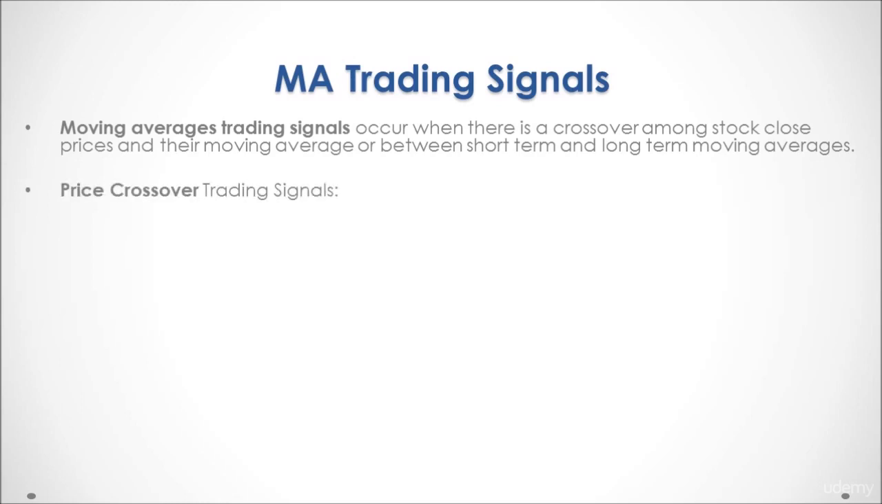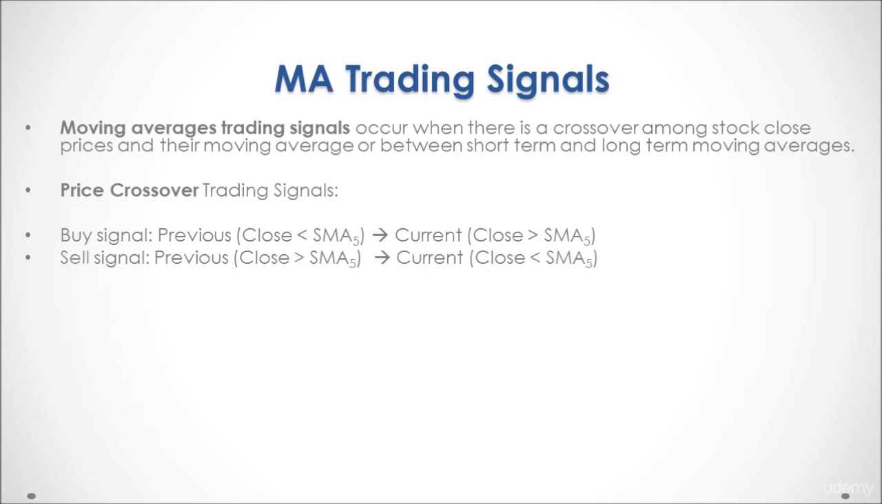First, we have the price crossover type of trading signals, in which there's a buy signal if the previous close price was less than the corresponding simple moving average, and then the current close price is greater than the corresponding simple moving average. On the other hand, we have a sell signal if the previous close price was greater than the simple moving average, and then the current close price is less than the simple moving average.